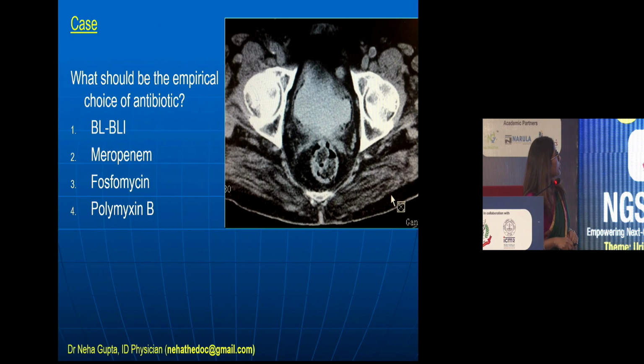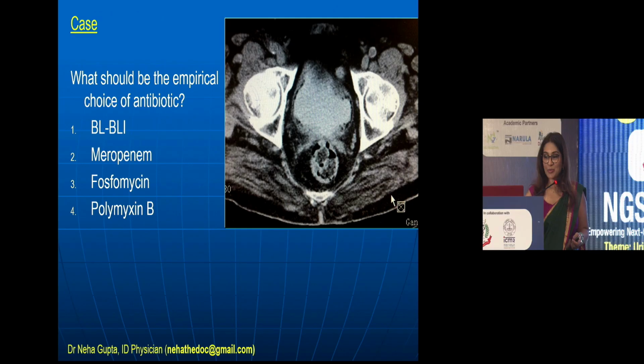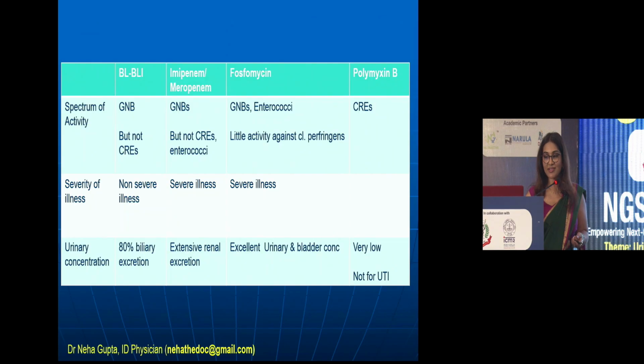So, now we have another patient who has presented with UTI, and this is the imaging which we have here. What do you think it is? Cystitis, and can we see something else? Yeah, this is emphysematous cystitis, yes. So, in this patient, what do we do? BL-BLI combination, meropenem, fosfomycin or poly-B? Meropenem, yes, empirically of course meropenem.